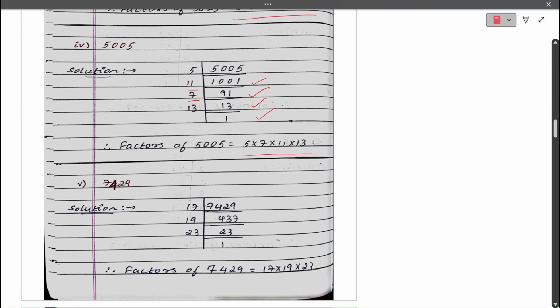Now, question number 5. 7429. When you divide 7429 by 17, you get 437. When you divide 437 by 19, you get 23. 23 is a prime number. When you divide it by itself, it gives 1. So 7429 can be expressed as 17 into 19 into 23.